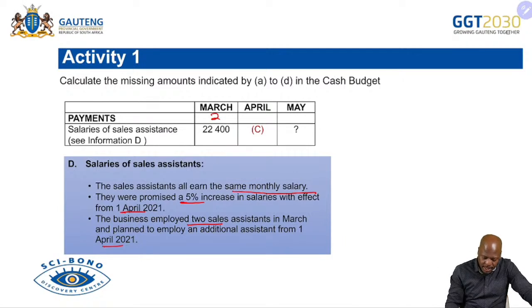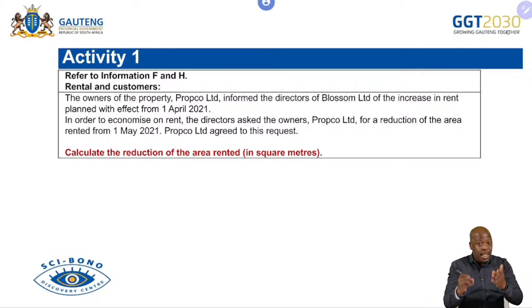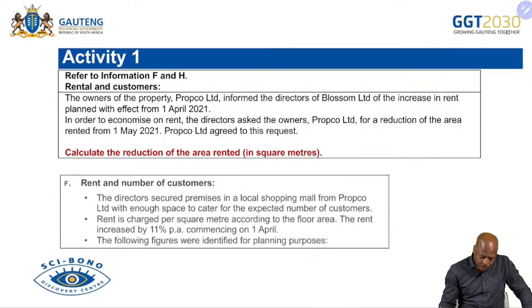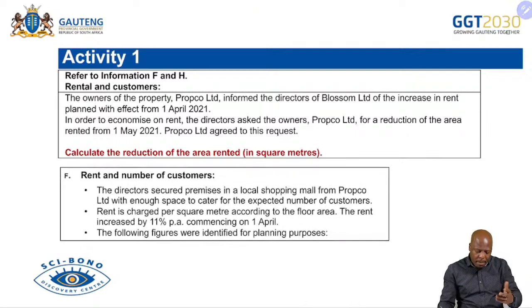All right, let us now see how, if we are paying the lesser space, we're paying the lesser amount. So they have asked for a reduction in the area. Asking for a reduction in the area equals a reduction in the rent. And PropQual Limited agreed to this particular request. Now, the director secured, remember, we have already spoken about this.